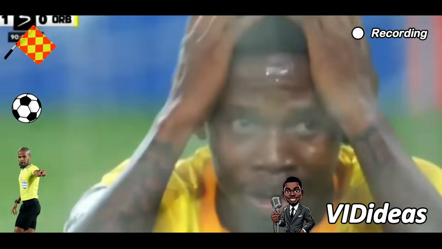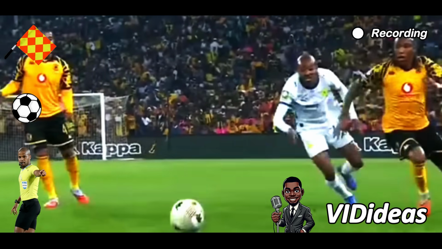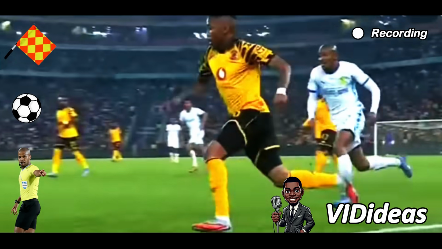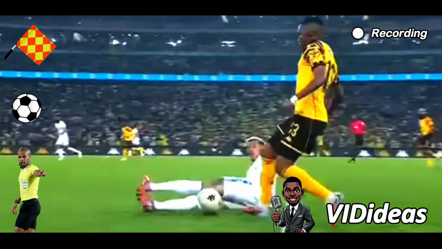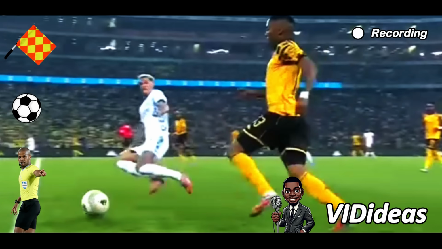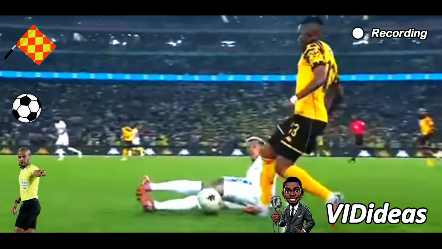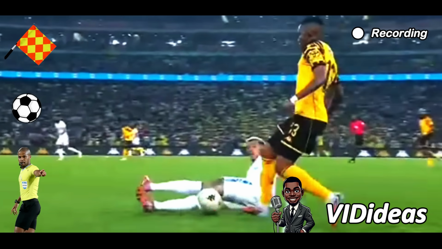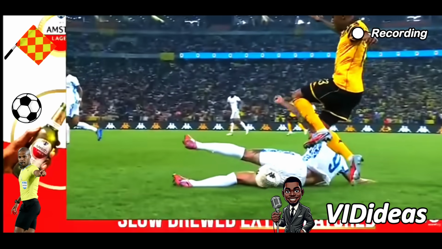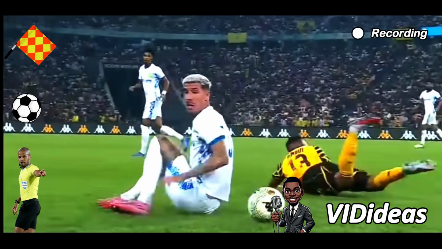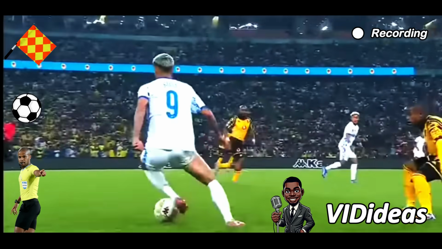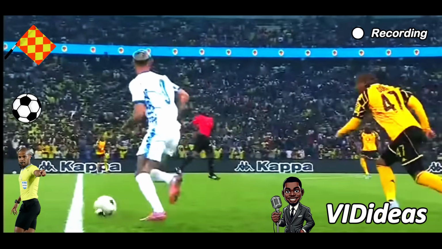Let's go to the next one. Let's look at this particular moment where Pule Modi is on the attack. And then he seems to have pushed the ball a little bit too far from him, and then Usales slides in and excellently wins the ball. I would say that was a clean tackle. And then we move it forward. We see Usales cutting in.